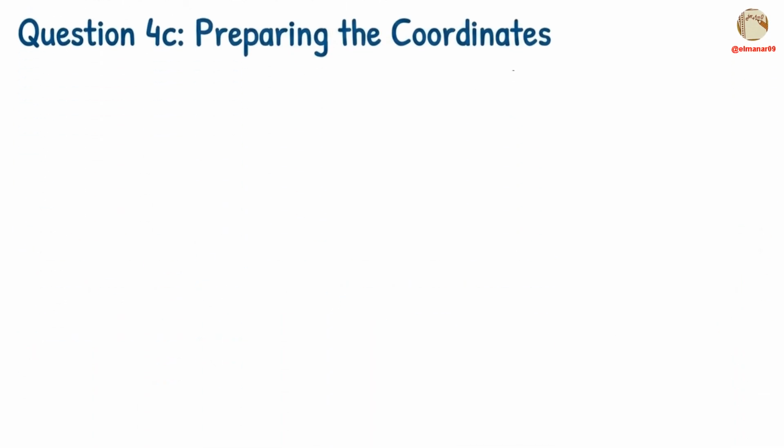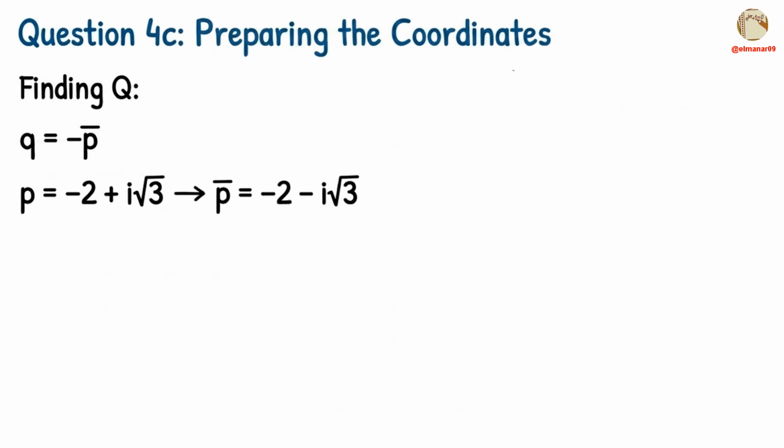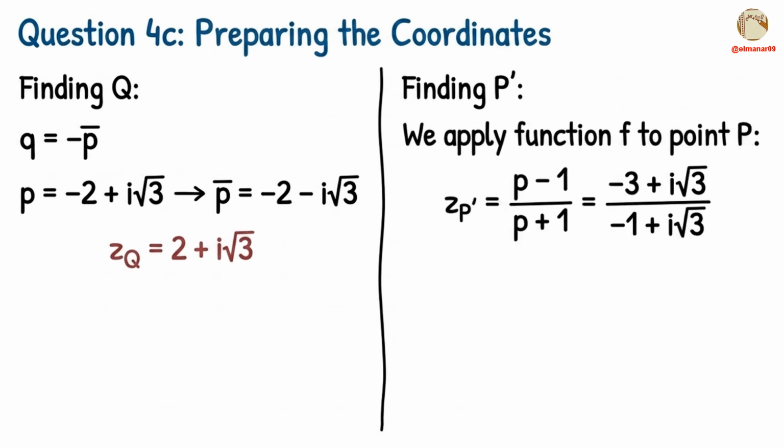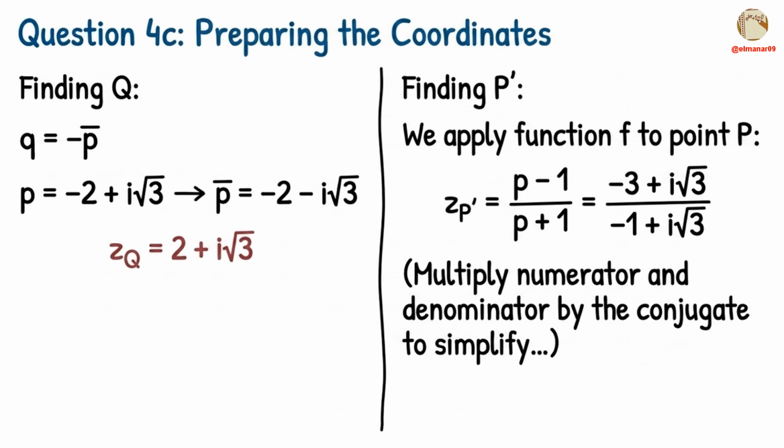Let's prep our coordinates for the final calculation. First, we find Q by using the conjugate of P, giving us 2 plus i times square root of 3. Next, we find P prime by applying our transformation function f to point P. After some standard complex division, multiplying by the conjugate to clear the denominator, we find that P prime is located at 1/2 minus i times square root of 3 over 2.